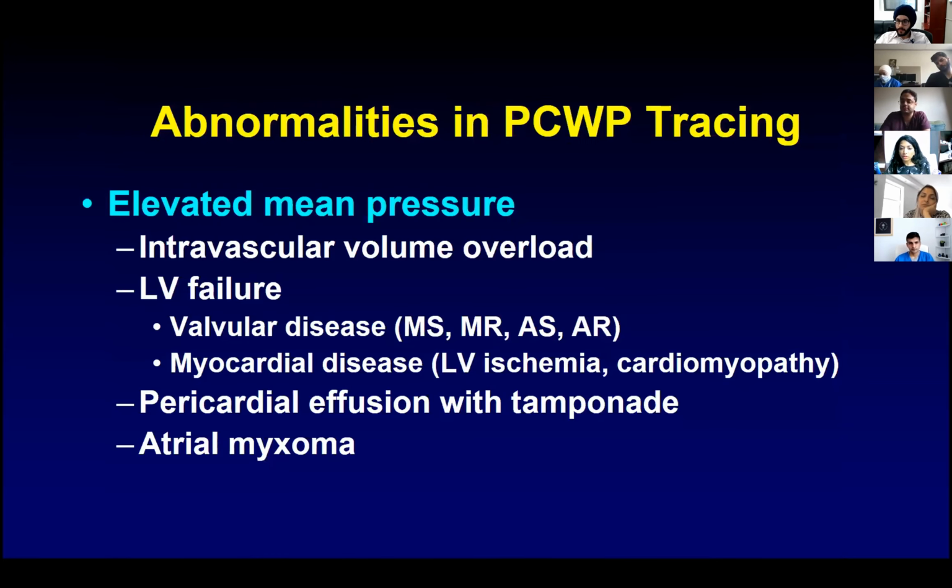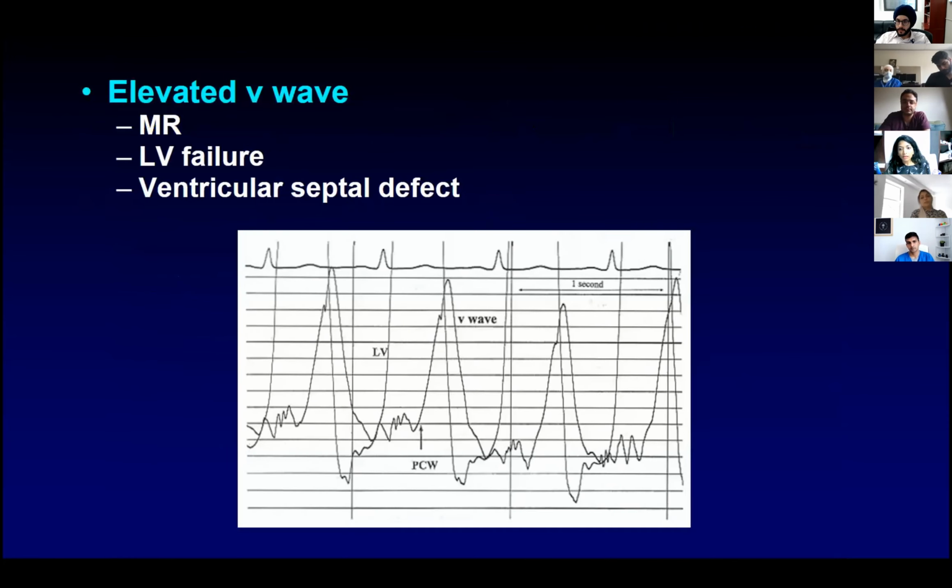Abnormalities in the wedge pressure: you're going to have an increase in the pulmonary capillary wedge pressure if you have left-sided heart failure, either from valvular diseases or any kind of myocardial disease, diffusion, or atrial myxoma. Elevated V waves are analogous to the V waves that we have on the RA side. On the left side, you'll see an elevated V wave if you have severe MR, severe LV failure, or ventricular septal defect.